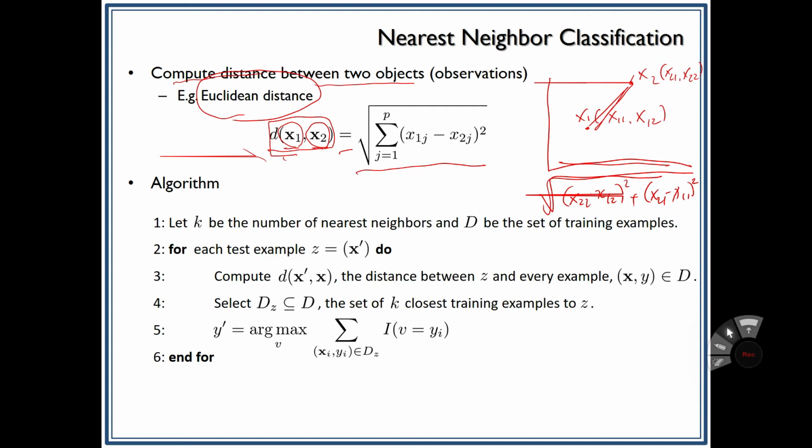So by expanding this concept to p-dimensional space, the Euclidean distance between two objects is defined by this formula. We just add these squared terms based on the number of dimensions, the number of axes.